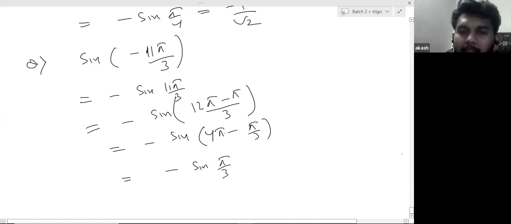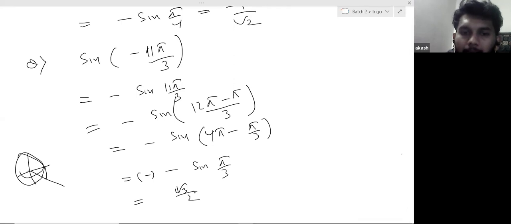Now 4 pi minus pi by 3. So 4 pi is 2 pi and 2 pi, 4 pi minus pi by 3 is in the fourth quadrant. In the fourth quadrant, sine is negative. So negative, negative, positive. What you get is sine pi by 3, that is root 3 by 2. Shafullah, you again forgot the negative sign. Are you missing the second step every time?